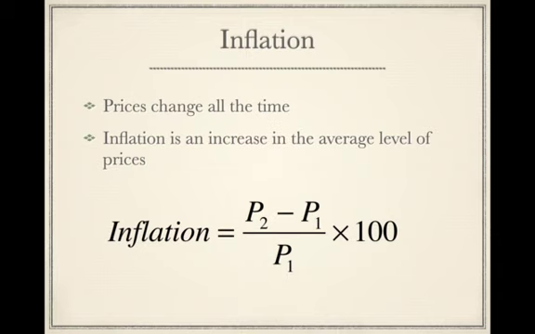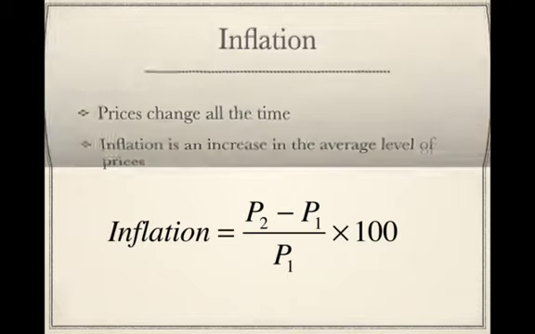So again, roll with me here that we have a reasonable measure of the price level. If the price level has gone down, we have negative inflation, or a negative percent change in the price level. Oftentimes that is similarly called deflation or negative inflation. On the other hand, positive inflation is just an increase in the price level.